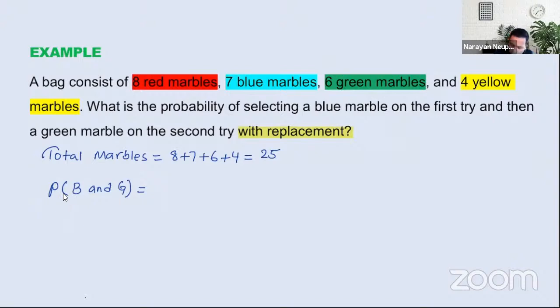So the formula will be probability of blue and, which means multiplication, times probability of green. We are using this formula because the events are independent. That's why we are using that formula. Now if you plug in the values, probability of getting a blue marble is 7 out of 25, multiplied by the probability of getting green, which is 6 out of 25.